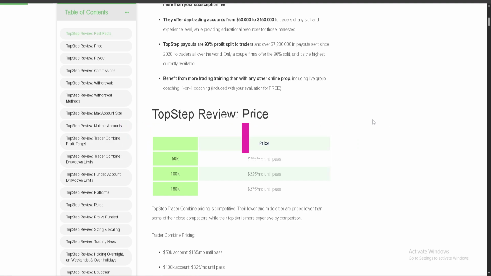So TopstepX. Type: proprietary platform developed by Topstep. Data feed: SIM2 funded. Compatibility: available on Windows, Mac and mobile devices. Cost: free during both the Trading Combine and Express Funded Account phases. Features: integrated TradingView chart. Limitations: once you start with TopstepX, switching to another platform requires initiating a new Trading Combine.